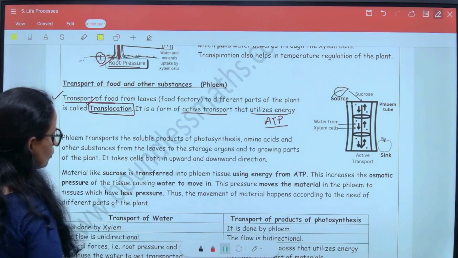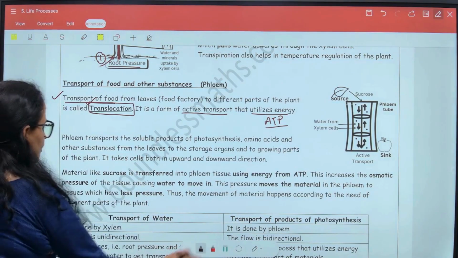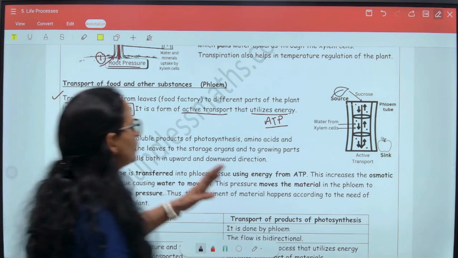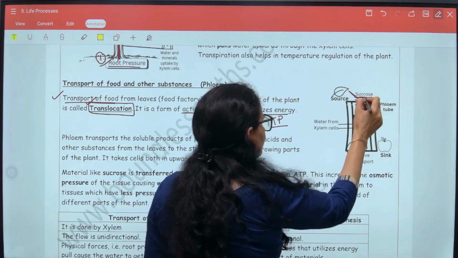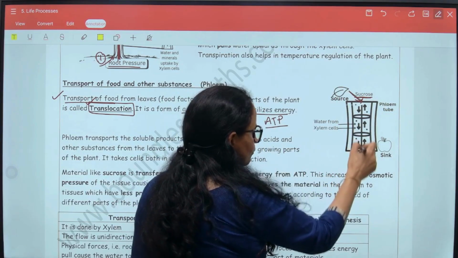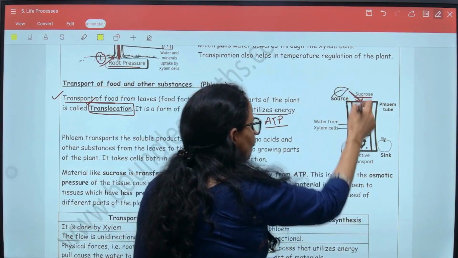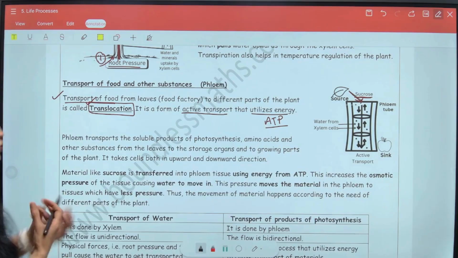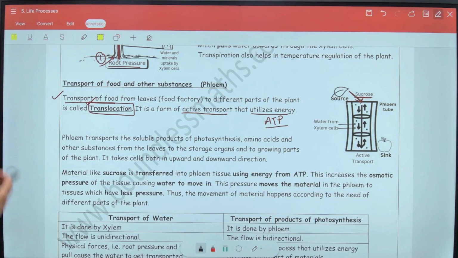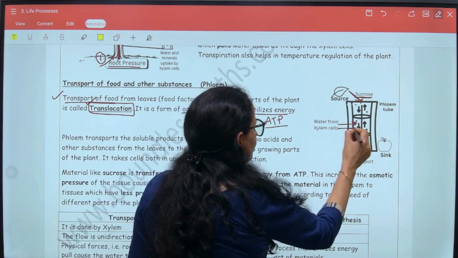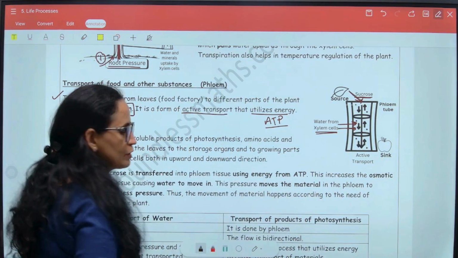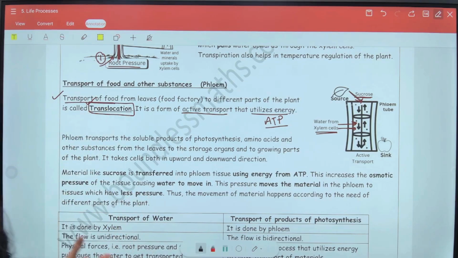Now materials like sucrose. So something like sucrose, it is a form of carbohydrates that is prepared by the plant. This is transferred into the phloem tissue by consuming ATP. The food in the form of sucrose is transferred to the phloem tube. This is a phloem tube, right? Now when the phloem tube gets that sucrose, the concentration of the fluid inside the phloem tube increases. So this takes in water from the surrounding xylem cells through the process of osmosis, and this swells up. So it increases the osmotic pressure of the tissue and water moves in from the neighboring xylem cells.